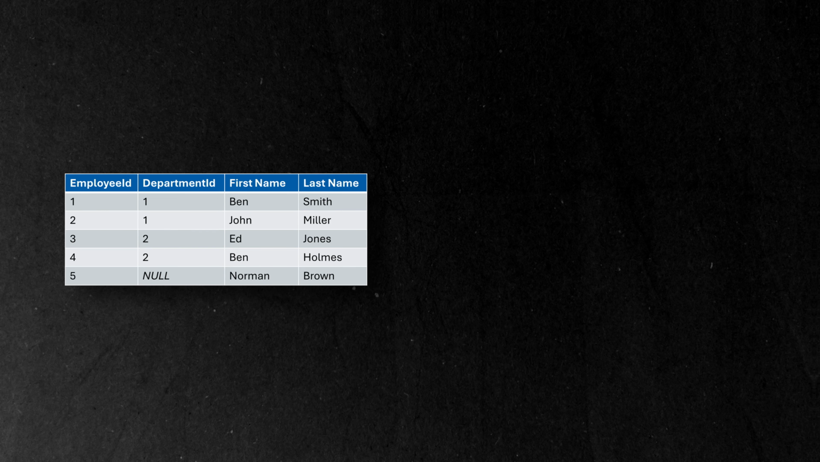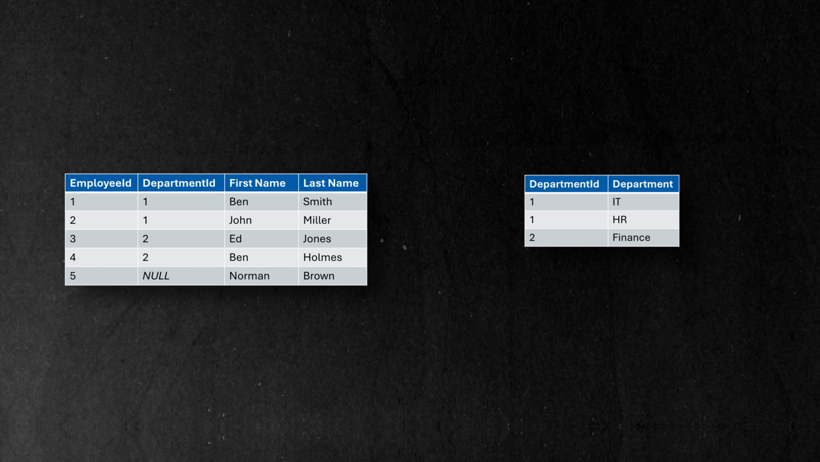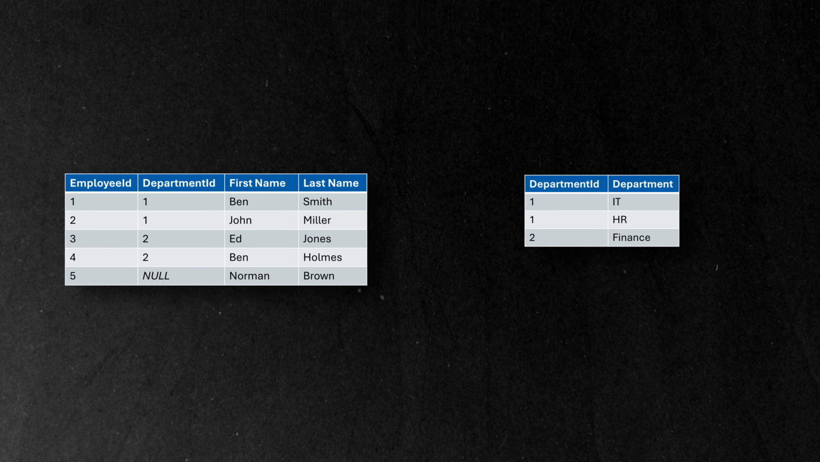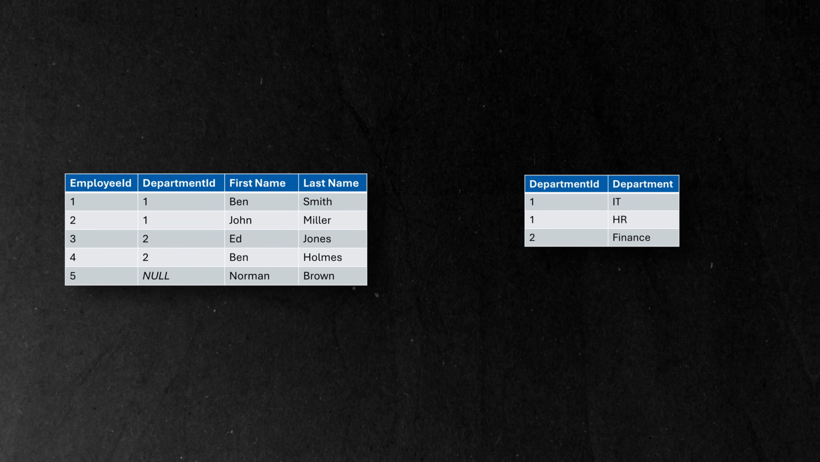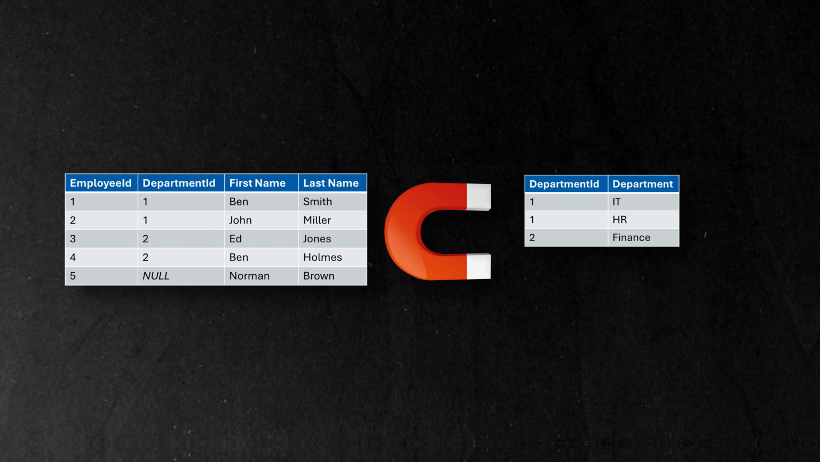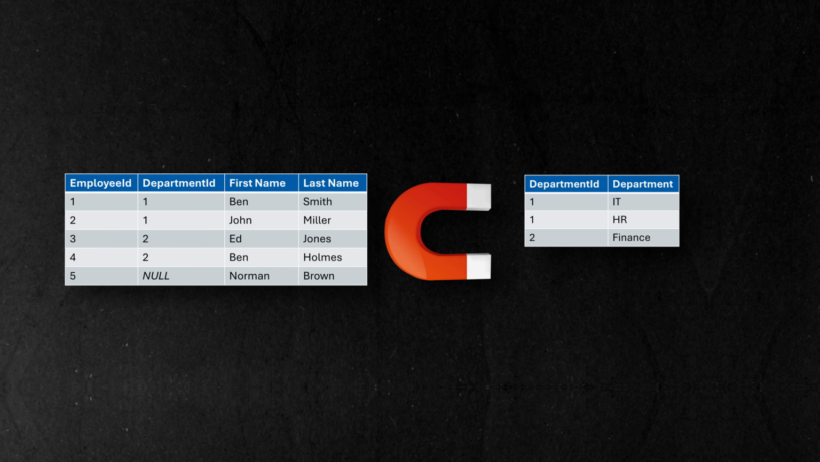Data in databases is typically stored in different tables. For example, you might have one table where you have your employees and another table where you have departments. Now, if you want to find out which employee is working in which department, you need to somehow bring them together. And this is exactly what the join functionality in SQL is doing.